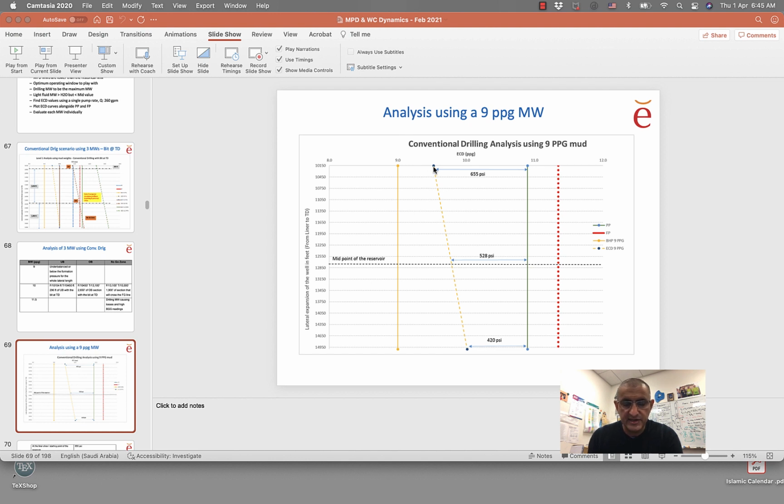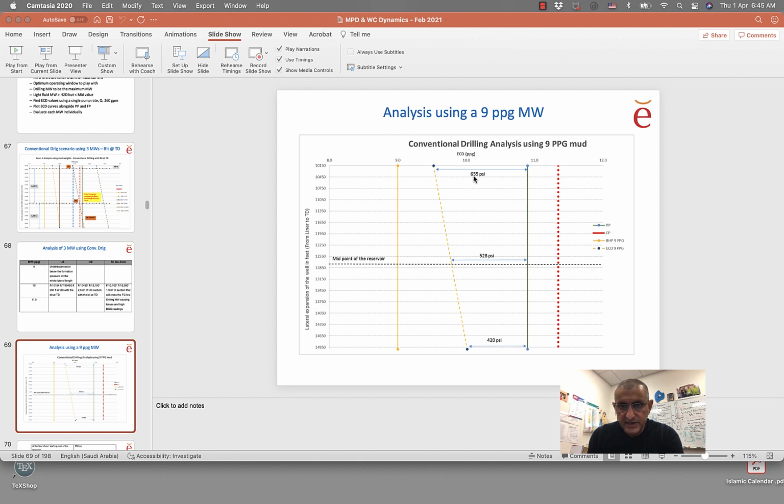Now remember, I said even in the last video that we don't analyze cased hole sections when you are doing MPD. It's pure logic. So this area here is only talking about the open hole section. Now check this out.